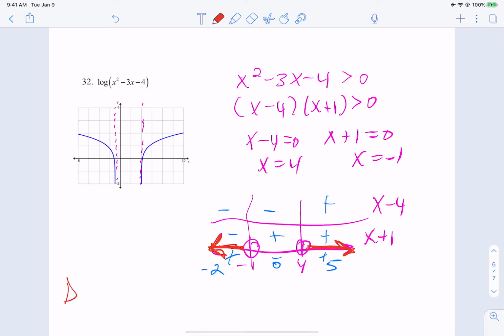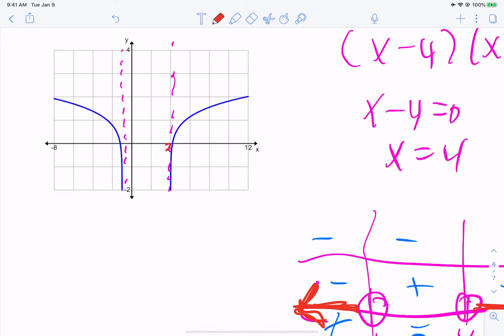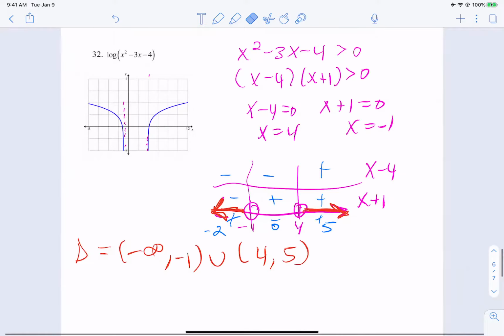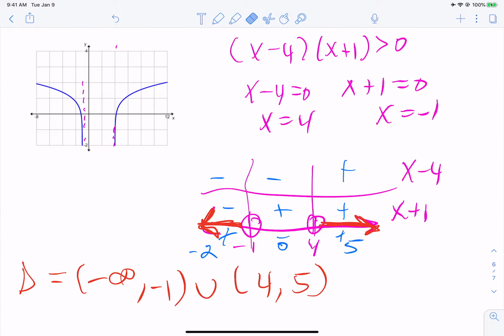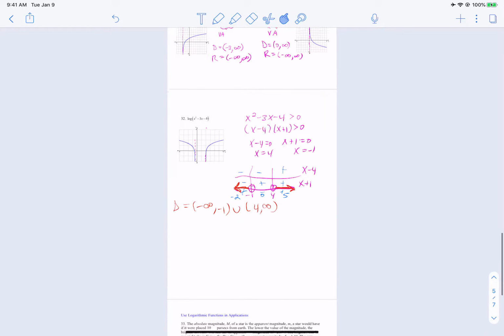So what is our domain of this? Well, it's from -1 to, I'm sorry, I totally have that backwards. We're going to go from -infinity to -1, and then from 4 to 5. They must have been counting by 2's here, because that would have been 1 and 4. Okay, so why is it 4 to 5? I'm so sorry. That should be 4 to infinity. There you go. Okay, so that is the domain there.